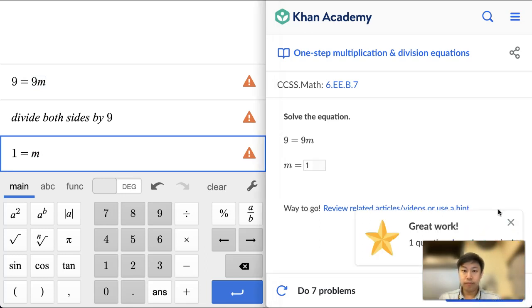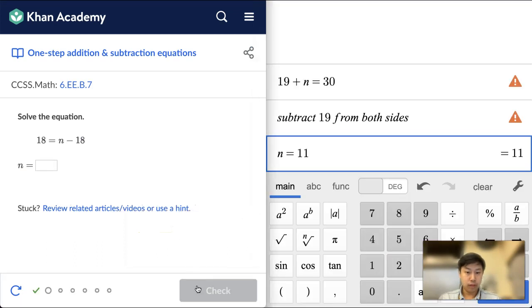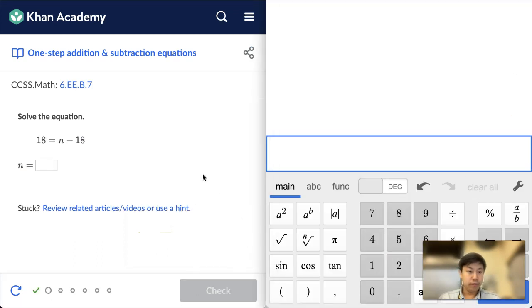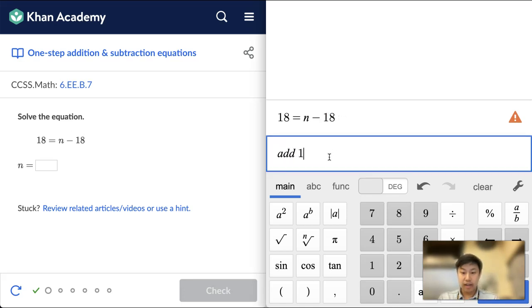Okay, there we go. Let's see another addition. Clear this guy. So we have 18 equals n minus 18. This one we're not going to do in our head, even though we could. I'm going to keep following all our steps here. So I have some number, minus 18. How do you undo the minus 18? Add 18 to both sides. So what's 18 plus 18? Use a calculator if you need to. It's going to be 36.